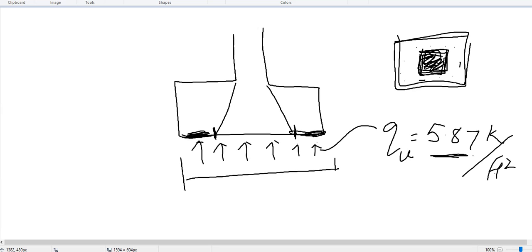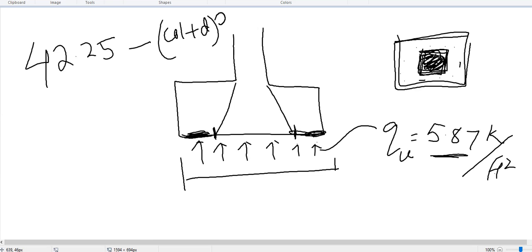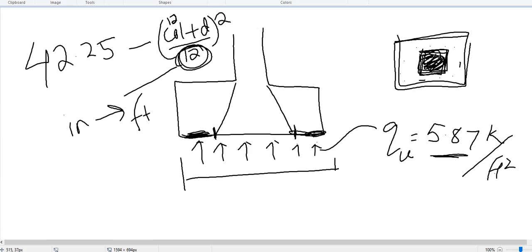So that they did. First the entire area is 42.25 minus this punched area, which is column size plus d, and it is squared. They divide by 12 to make it feet. So this 12 is to convert inch to feet. But column size is 12 also. That is sometimes confusing when you solve your own problem. Make sure you understood.